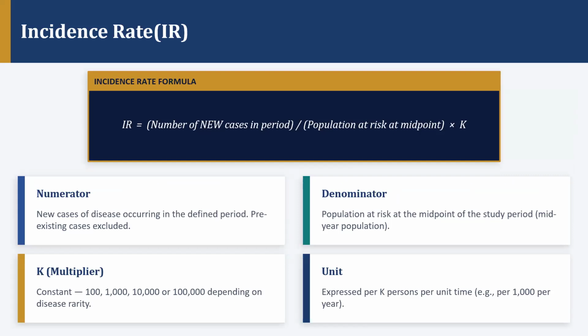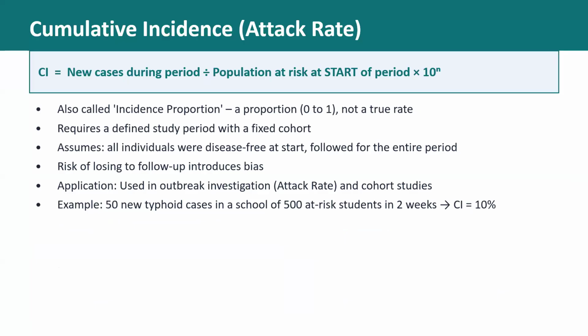So the formula of the incidence rate is number of the new cases in a period divided by the population at risk at midpoint, multiplied by constant. So numerator is the new cases occurring in a defined period. Pre-existing cases excluded. Denominator, population at risk at the midpoint of the study period. K is the constant, which can be 1,000, 10,000, and 1 lakh, depending upon the disease rarity, and unit is per unit time.